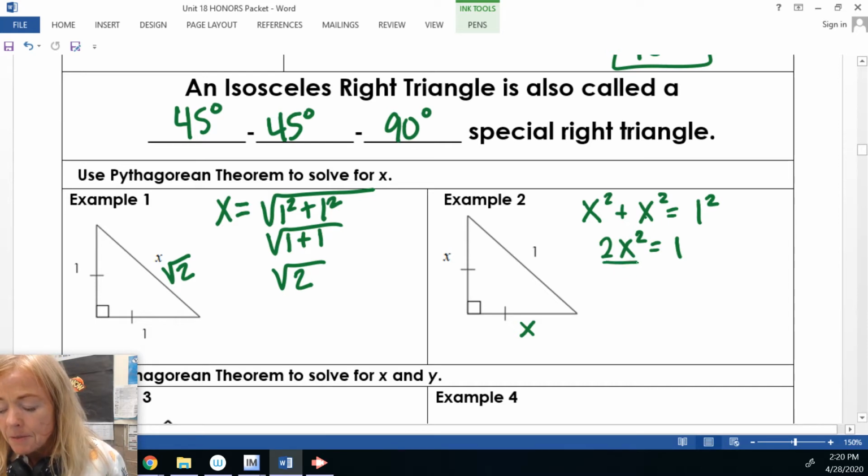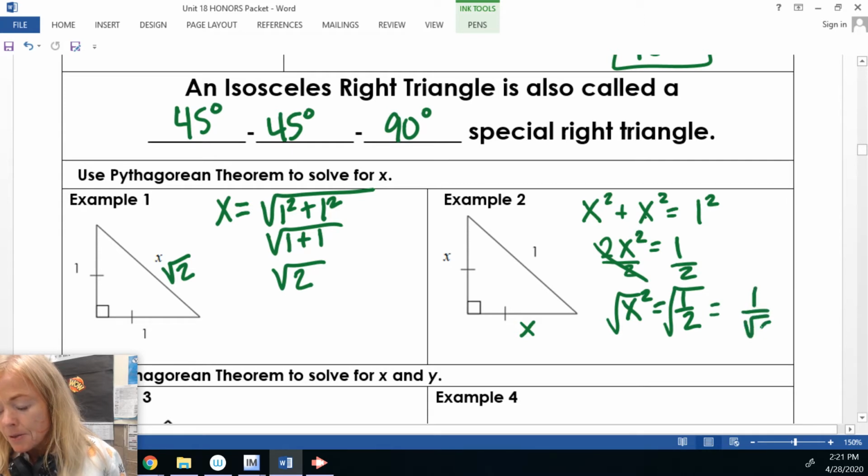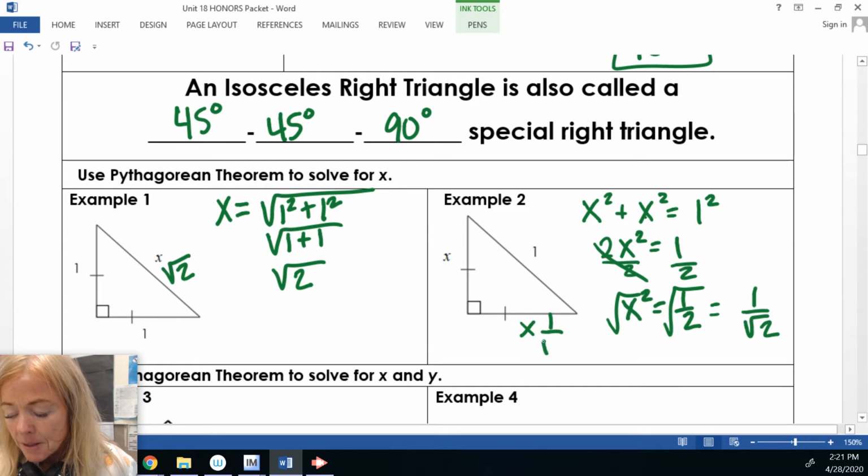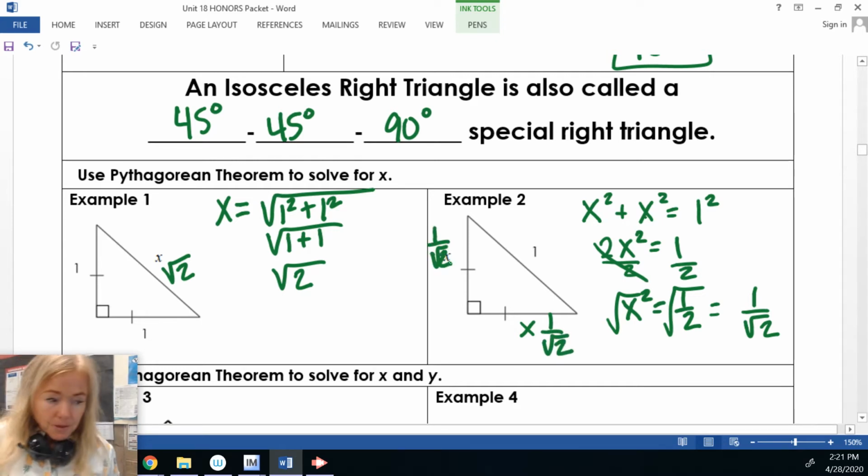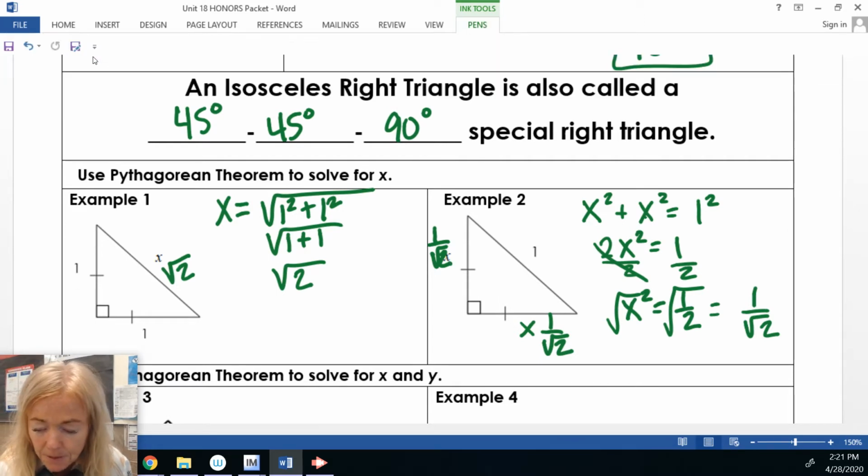And then divide by 2, where we have x squared is 1/2, and then square root, and we get 1 over radical 2. Now I'm going to leave it like that. I know it's not rationalized, but we know 1 over radical 2 are those two sides. All right, now I'm going to erase this little x here because we found it to be 1 over radical 2.